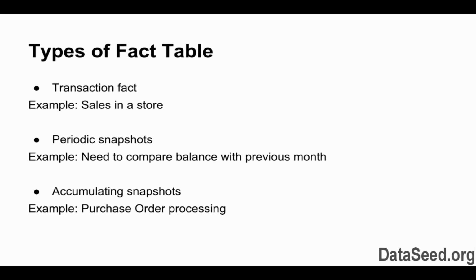A good example of an accumulating snapshot fact table is processing a purchase order. As the purchase order is processed, it goes through various stages like creation of the order, approval of the order, and finally the delivery of the order. So each of these dates marks a milestone, and this information can be stored in an accumulating snapshot table.